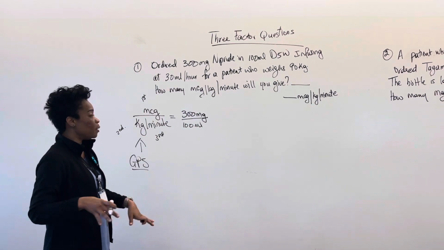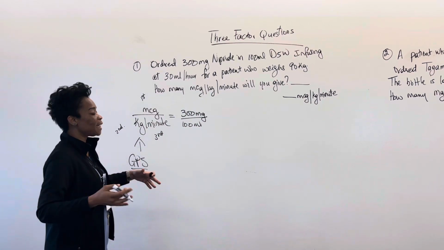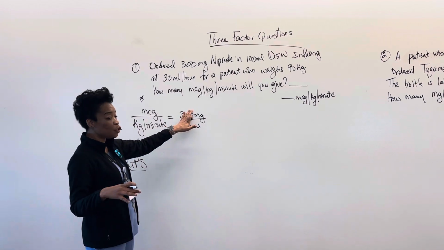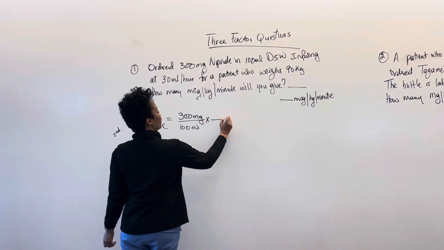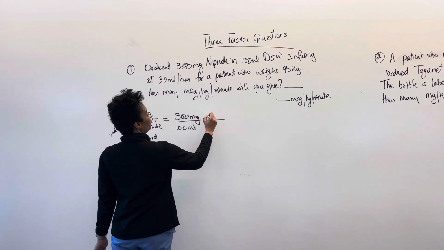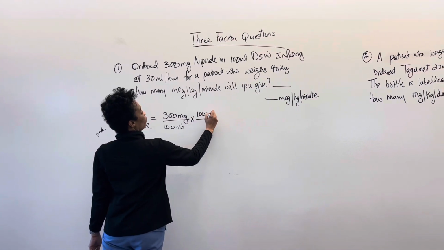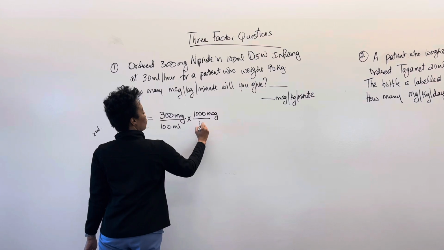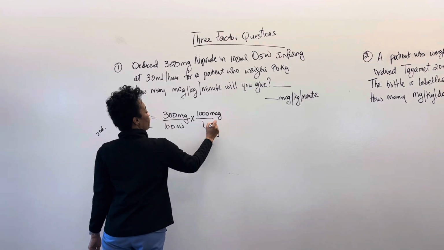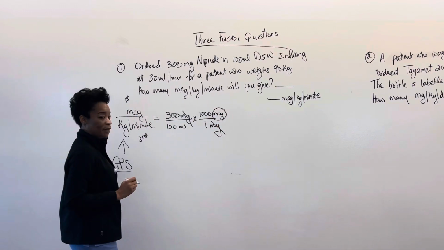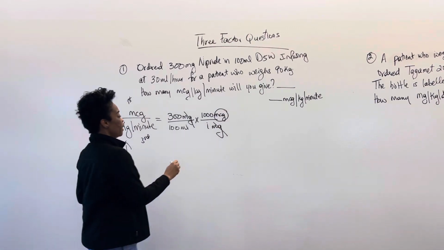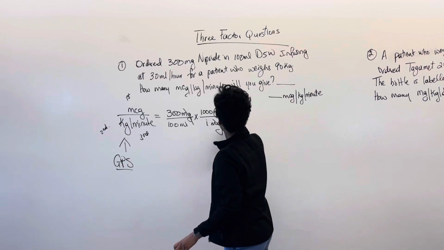I'll give you an example. I wanted to marry a prince. I couldn't marry a prince, so I married a duke. So the duke is here, and then eventually, I'm gonna use my conversion. 1,000 micrograms equals 1 milligram. Milligram dies, the duke dies and goes to heaven, and I have micrograms. Done.